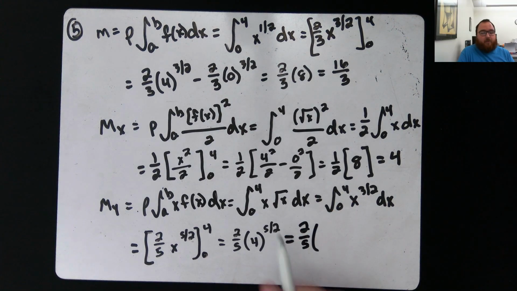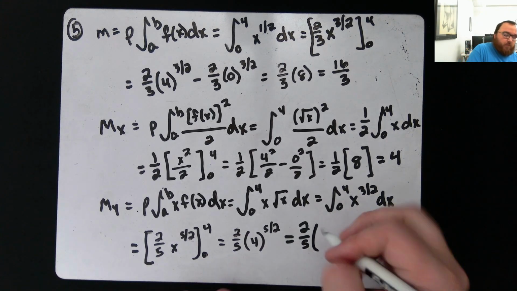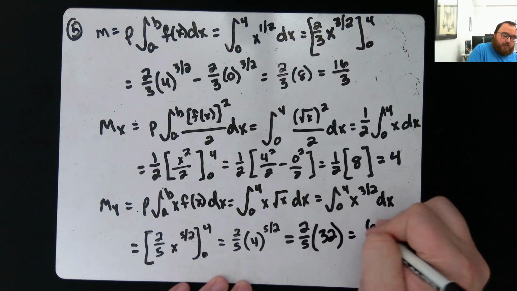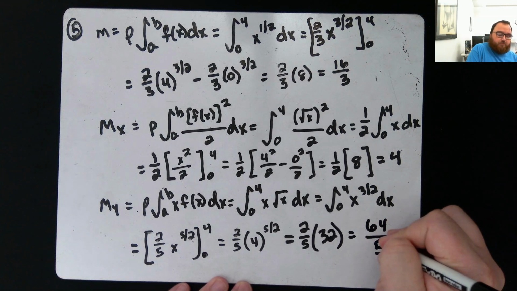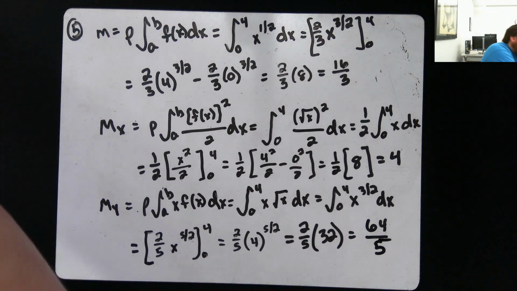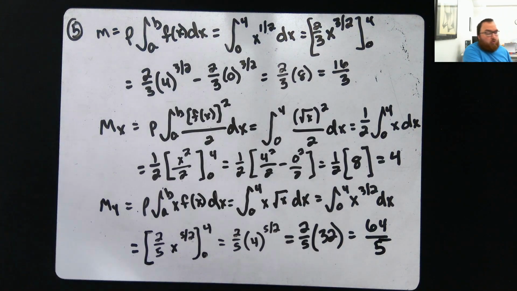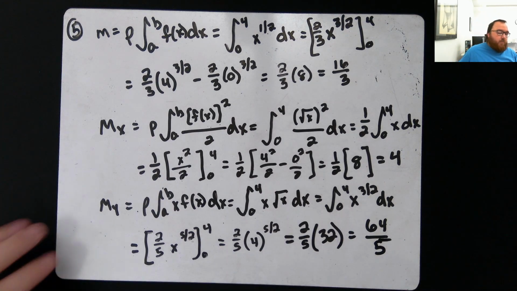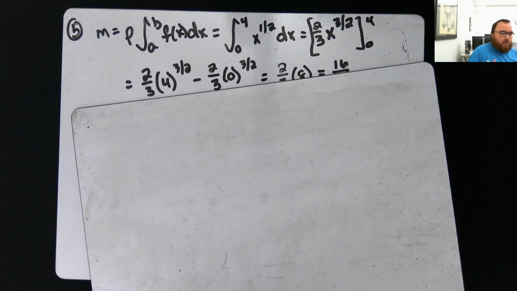4 to the 5 halves, that's like doing the square root to the 5th. The square root of 4 is 2. 2 to the 5th is 32. 2/5 times 32 is 64/5. So the moment about y is equal to 64 over 5.